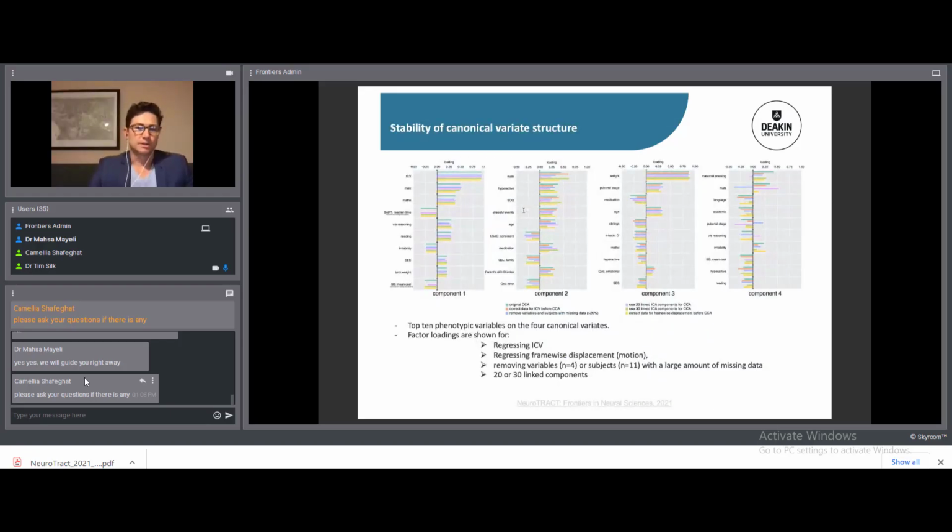I won't go into the details of this, but basically we did a range of robustness testing, the different number of components we took, and that type of thing, just to show the robustness of the findings.